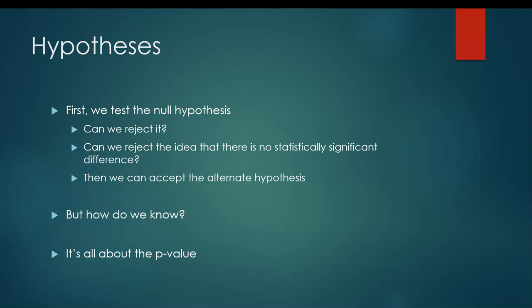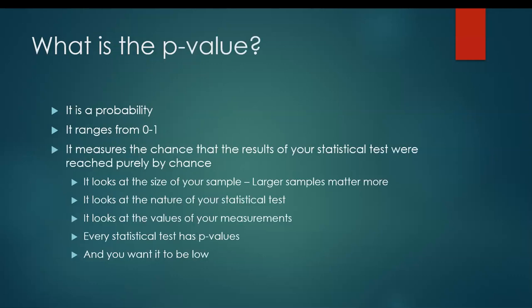And we use something called a p-value. A p-value is returned with every statistical test. And the p-value in the simplest form, and I'm sure I'm going to talk about this on a later slide, is how confident are we in the results that we got back from our statistical test. So what is the p-value? It's a probability, and it ranges from 0 to 1.